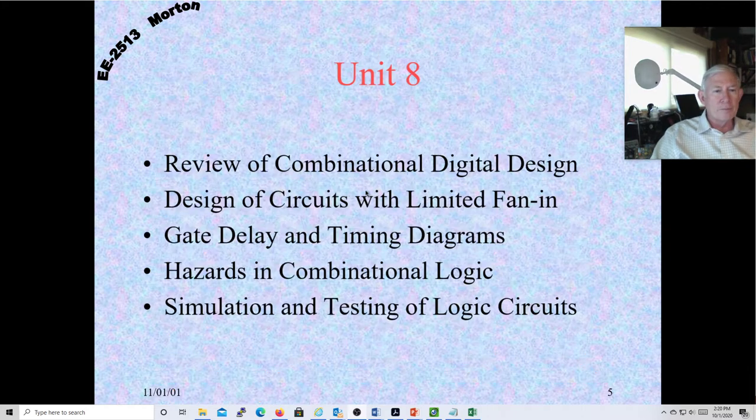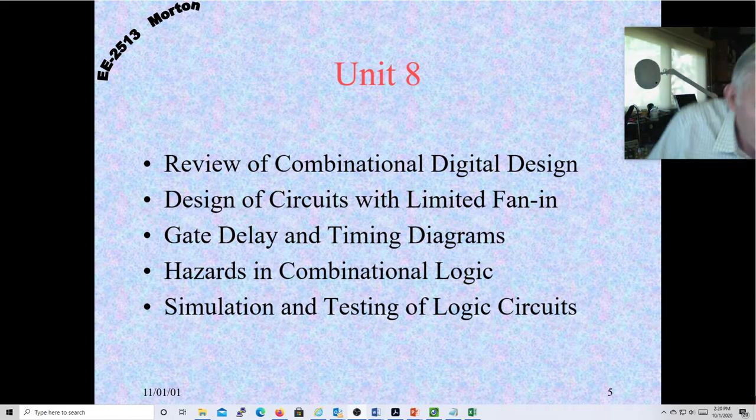Okay, so in Unit 8, we're going to do a review of combinational design, and we're going to look at limited fan in, limited fan out. We're going to talk about gate delay and timing considerations and hazards. And then we'll briefly mention simulation and testing in logic cells. We probably won't get through all that today.